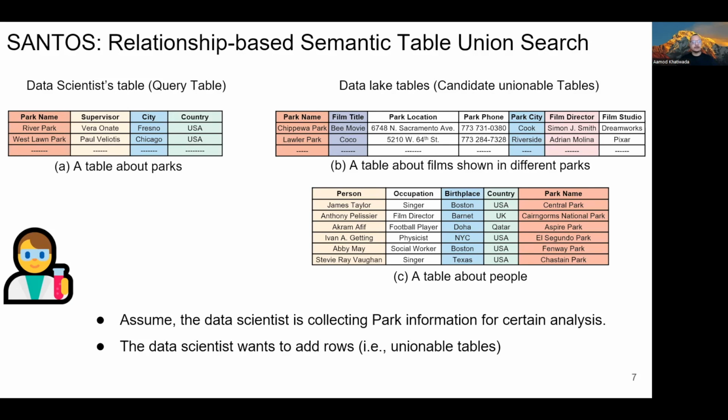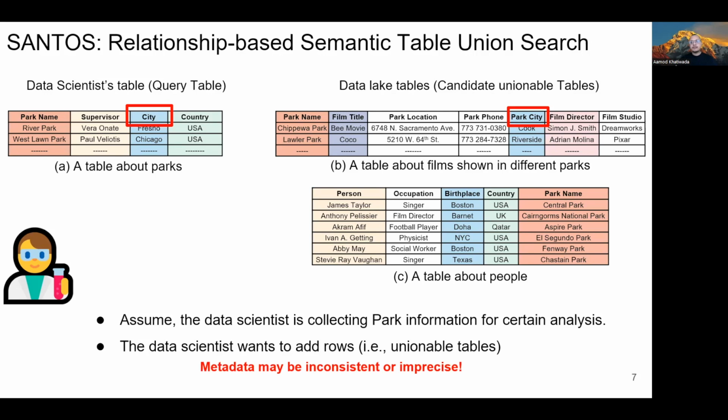That is, they are looking for unionable tables. Also assume that we have table B and table C in the data lake, which are the candidate unionable tables. Here, table B is about the movies shown in different parks, and table C is about the people, their occupation, birthplace, birth country, and the parks in which they were seen before.